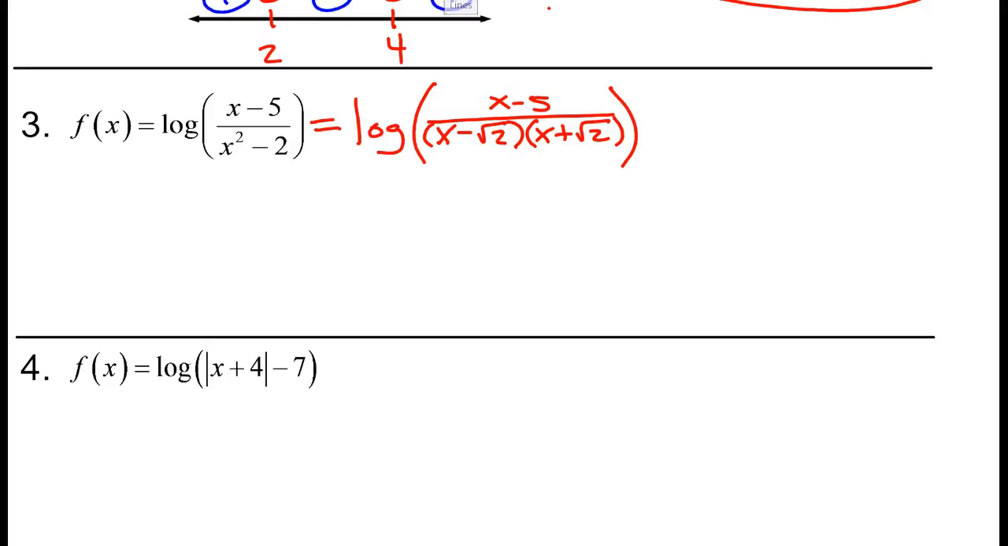Okay, at this point, I recall that the input to the log function has to be positive, so I'm going to construct a sign chart. I have 3 different values I have to put on this sign chart. I need to put 5, because that makes my numerator 0, and then I need to put root 2 and negative root 2, because those two values make my denominator equal to 0. So those are restricted values.